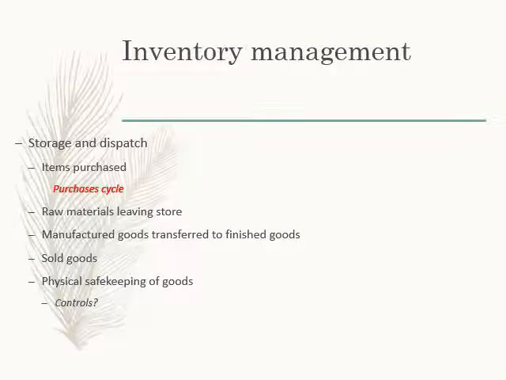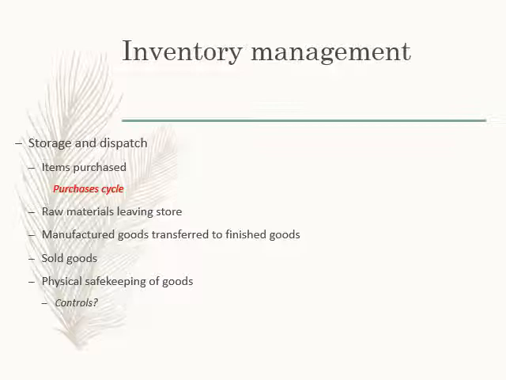Moving on to the storage and dispatch of manufactured inventory, it's important to note that all items of inventory, whether raw materials or finished goods, that are purchased have to be accounted for upon receipt. It's also important to remember that the purchases and payables cycle comes into play, because you are purchasing certain items. When the raw materials leave the store, this has to be accounted for as well, and this is done by a charge to production.